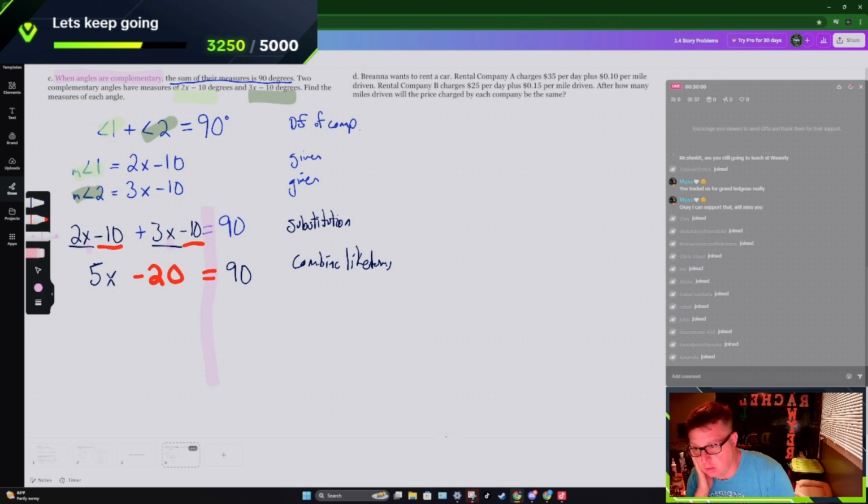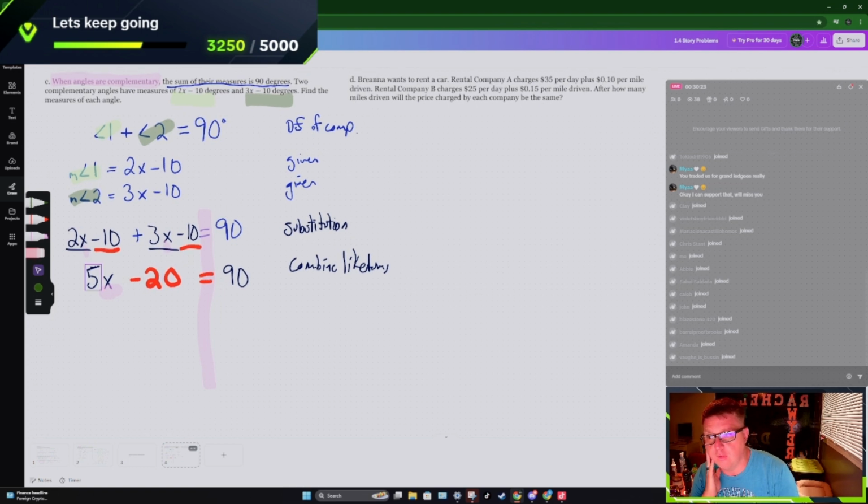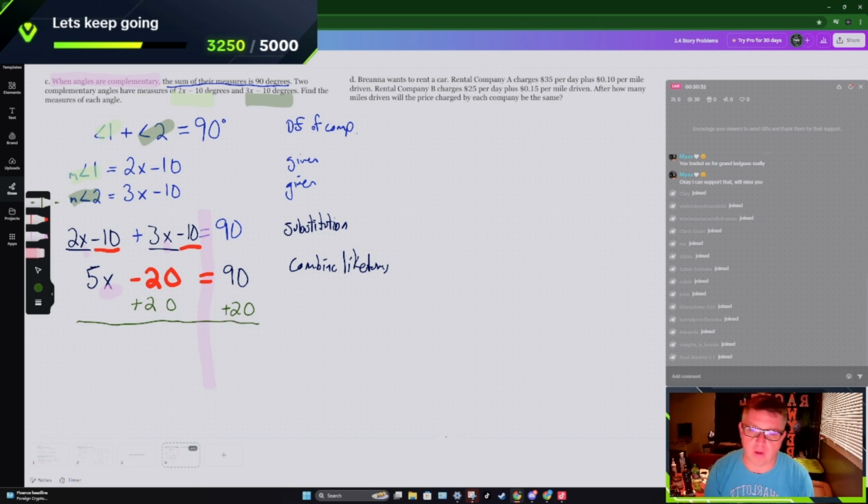Now we still need to underline, so here's our highlight. Now we only have one highlight, so that means we need to get rid of the numbers on that same side. I've got a 5x minus 20. That tells me that the minus 20 is what needs to go first, so we're going to add 20 to both sides. The reason it goes first is because it's the farthest away from my variable. When I say 5x minus 20, it's the farthest thing away from my x. I've got to start with things that are the farthest away.